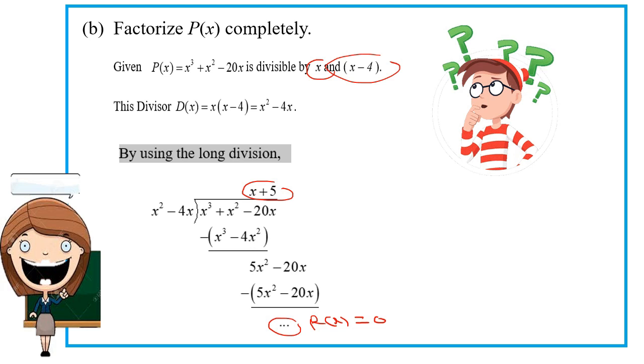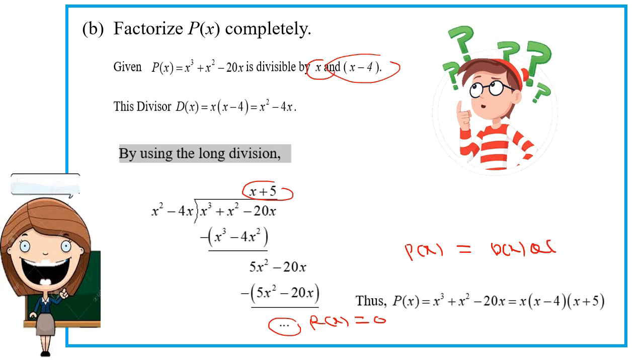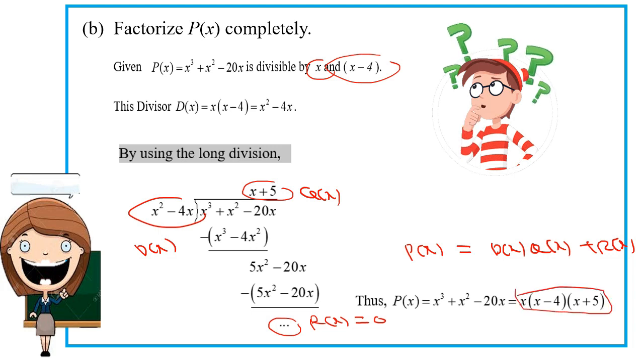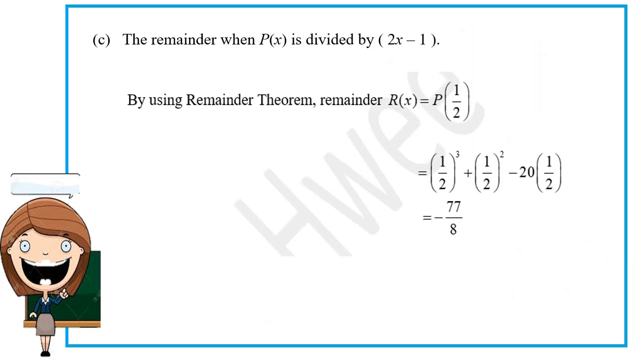After that, we rewrite the polynomial in this form, that is, the polynomial equals the divisor multiplied with the quotient plus the remainder. So this is the quotient and this is the divisor. So you will have the complete form of p(x) as x, x minus 4 and x plus 5. So it is factorized completely.